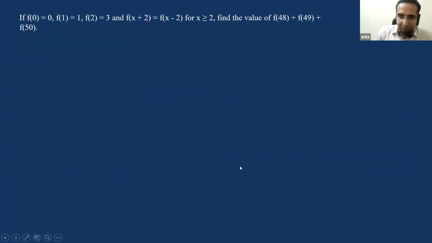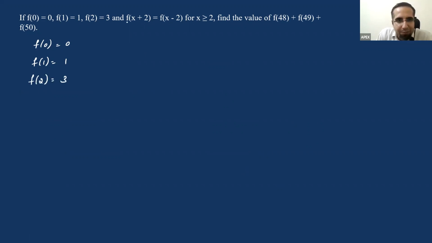Yep, let's look at the next question, guys. As we have always been seeing, the questions on functions sound a little easy. So let's try and see what we have. We have f(0) = 0, f(1) = 1, and f(2) = 3.